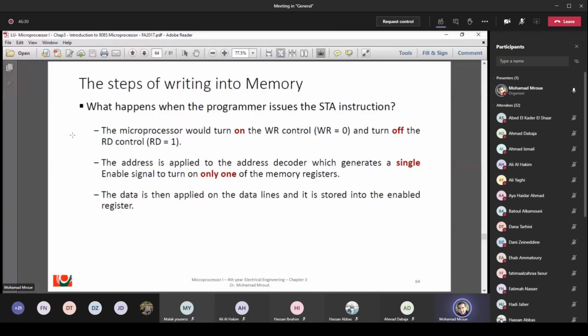Now, the steps of writing into memory: what happens when the programmer issues the STA instruction, store accumulator? So now we are back to talking about the 8085 microprocessor, not in general. First, the microprocessor turns on the write control, WR bar equals 0, and turns off the read control, RD equals 1. The address is applied to the address decoder, which generates a single enable signal to turn on only one of the memory registers. The data is then applied on the data lines and stored into the enabled register.